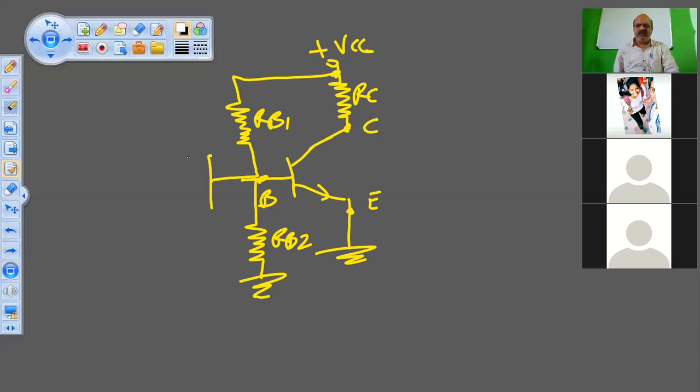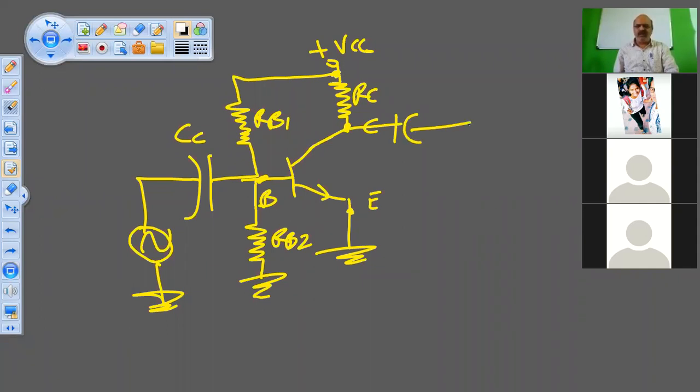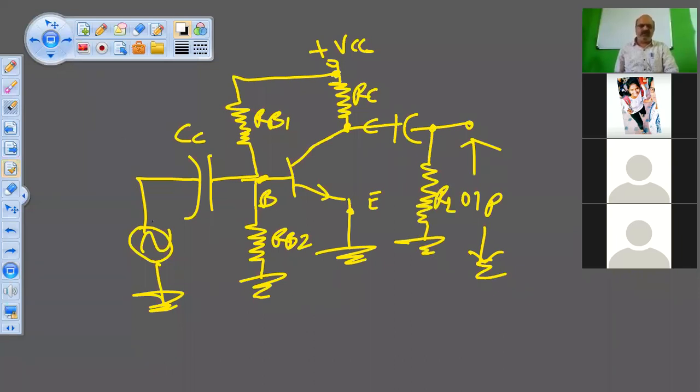I want to use this as an amplifier. Now I want to apply the signal. So I will use a capacitor here. This is a capacitor, coupling capacitor. And on the output side also I will connect one capacitor. Here I get the output. If I want, I can also connect a load RL here at the output. This is my input side. Here I am applying the signal. And here I am getting the signal at the output.